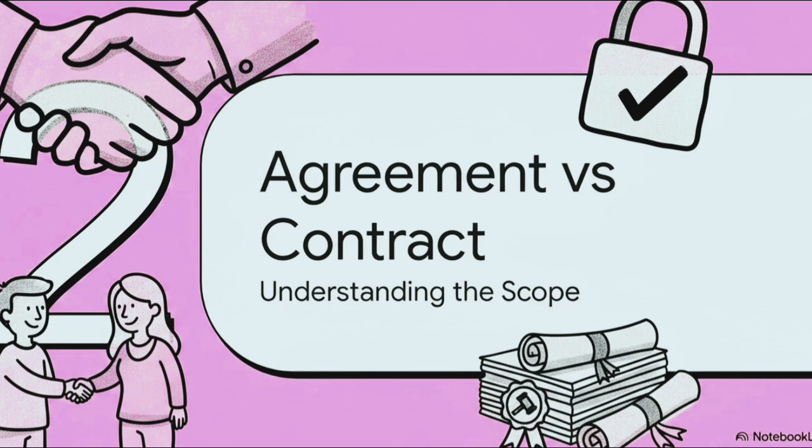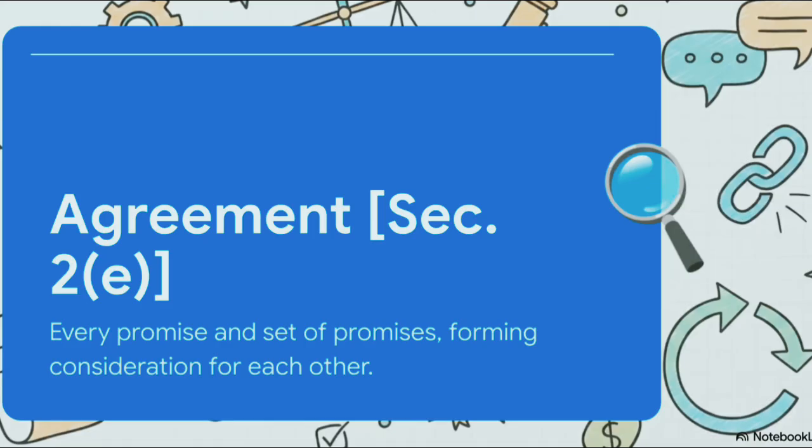So you might be wondering, what exactly is the difference between the two? It's a fundamental concept you absolutely need to master. Let's look at Section 2(e) of the Act. It tells us that every promise and every set of promises forming the consideration for each other is an agreement. It's essentially just a mutual exchange of promises. You promise to come over for a dinner party, and I promise to cook. That right there, that's an agreement.